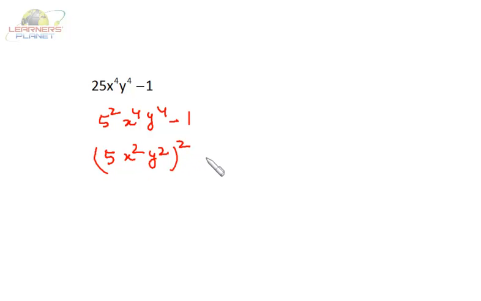Now it is 5 square x raised to 4 y raised to 4 minus 1. So it's 5 x square y square raised to 2 minus 1. Just see, it's x raised to 4, y raised to 4 and 5 square. Now this is further x square minus y square format. So if you are confused, just put a square sign over here, since 1 square and 1 are both the same. So once you have to add and once you have to subtract.